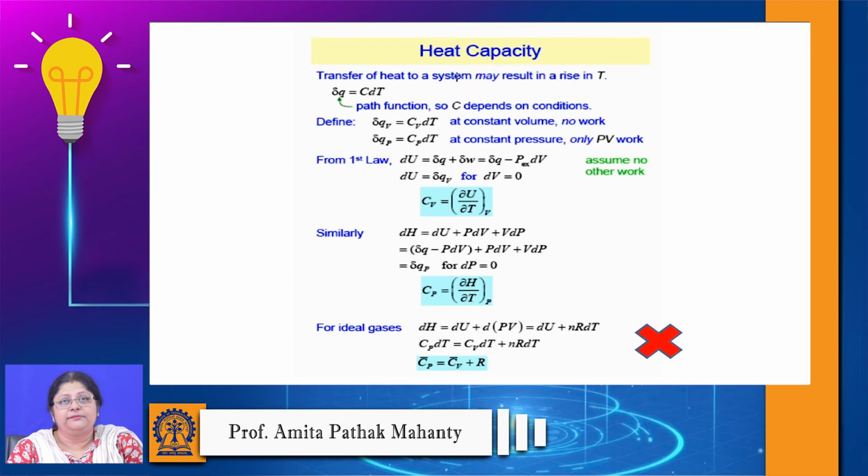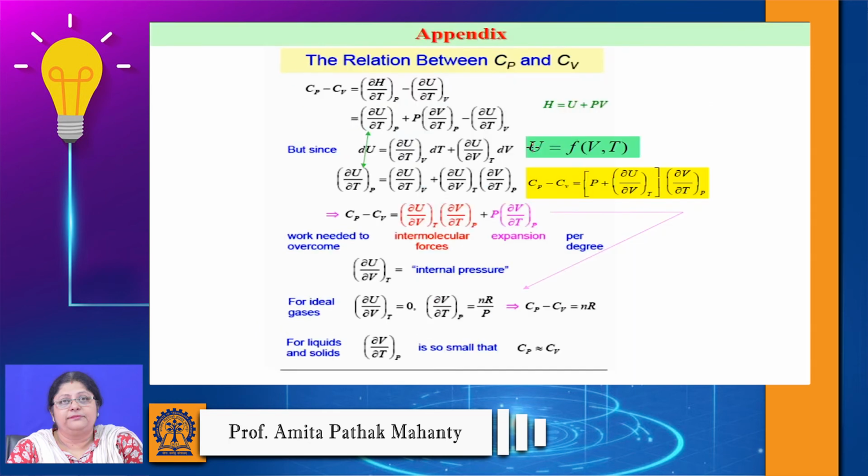Now this is a summary of this. The only thing I want you to try out is Cp minus Cv. From the definition of Cp minus Cv, delta H by delta T at constant pressure minus the internal energy change with temperature at constant volume. You expand this.